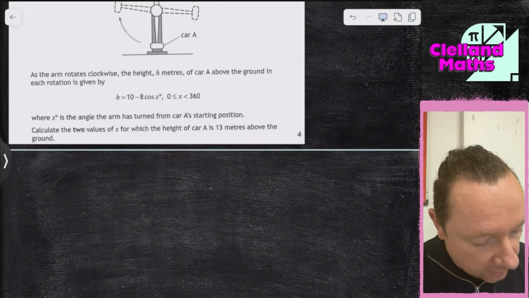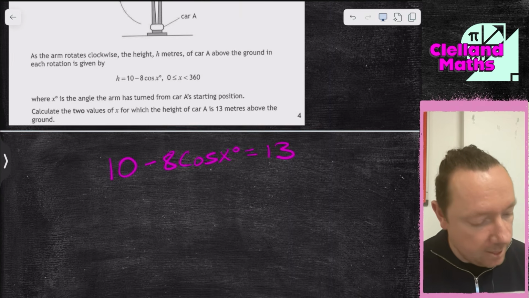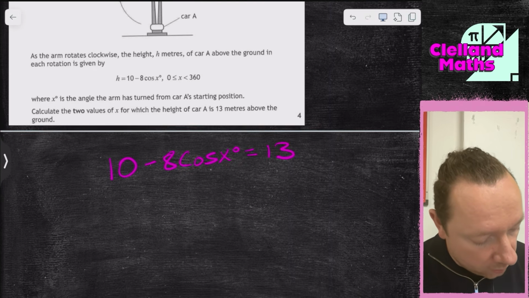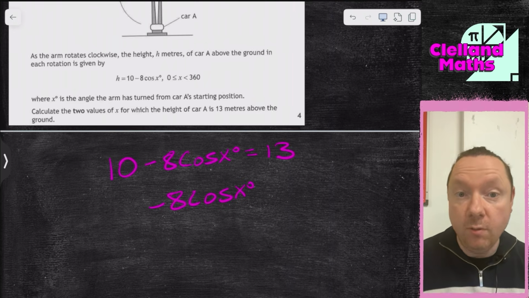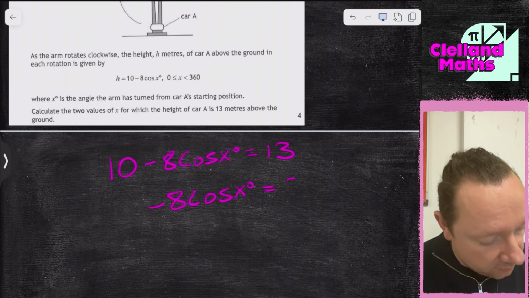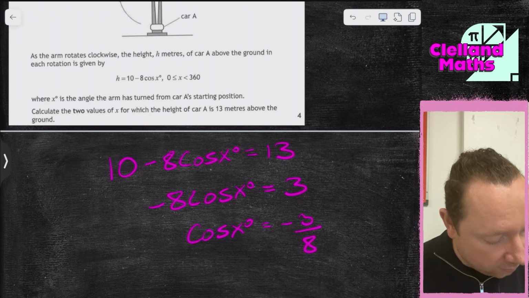13 meters, so I'll just write 10 minus 8 cos x equals 13, and I need to solve that. So I move the 10 first, this is your first sticking point, so the minus 8 cos x is staying where it is. The opposite of plus 10 is minus, so that gives me 3. And I need to divide by minus 8. So I get minus 3 over 8, or 3 over minus 8, but I prefer minus 3 over 8.